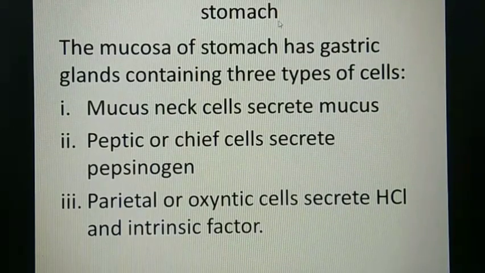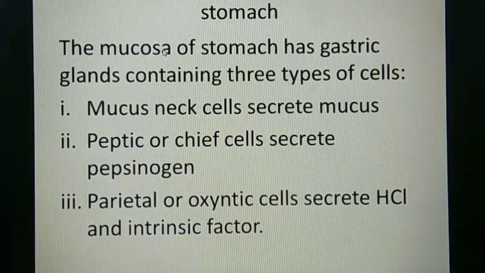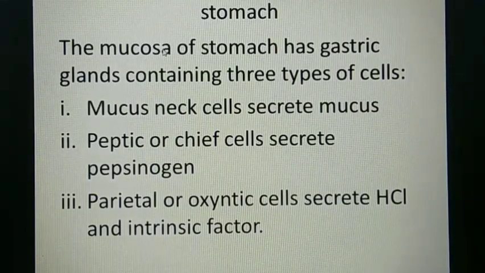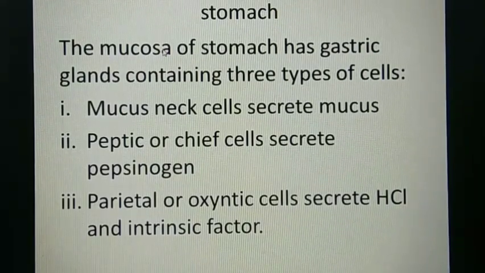Next is stomach. The mucosa of stomach. So you know what is mucosa? The wall of the alimentary canal has 4 layers: outer serosa, muscularis, submucosa, and the innermost is called mucosa. So the mucosa of stomach has gastric glands which contain 3 types of cells.